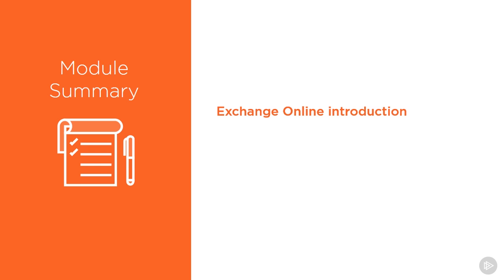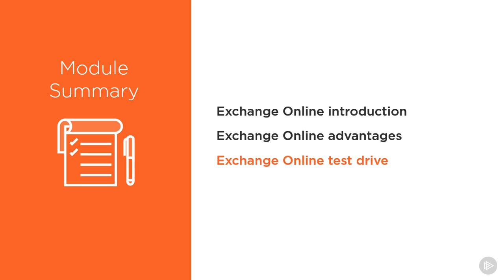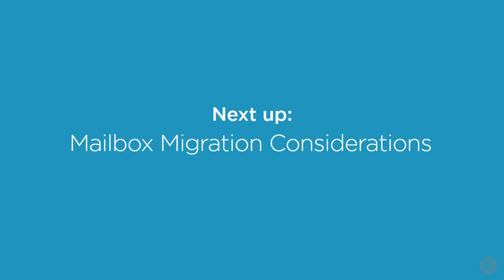So in this module, we took a look and got a better understanding of Exchange Online as well as its advantages. We also took the Exchange Online Admin Center for a test drive. And while we were there, we looked at some of the options that are not configured inside of Exchange Online Admin Center, but actually through security and compliance or through the Office 365 Admin Center. In our next module, we're going to take a look at mailbox migration considerations. Specifically, we have content on-prem and we want to move that to Office 365. What are our options? Let's find out.